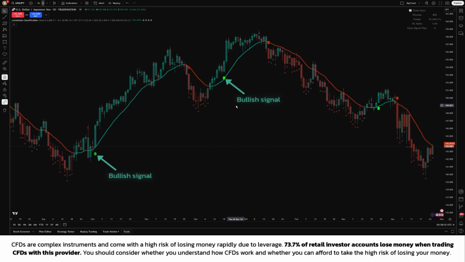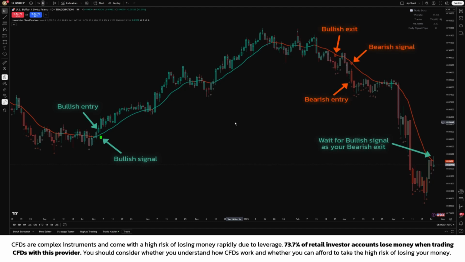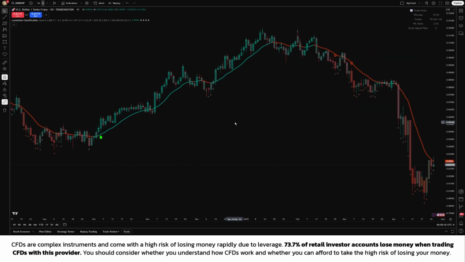The indicator visually displays bullish and bearish signals directly on the chart, making interpretation straightforward and facilitating quicker decision-making. For practical application, traders might use the Lorentzian classification indicator to identify precise entry and exit points in trending markets by waiting for clear bullish or bearish signals. In range-bound markets, traders could employ this indicator to confirm potential reversal points, thereby increasing confidence in trading decisions.